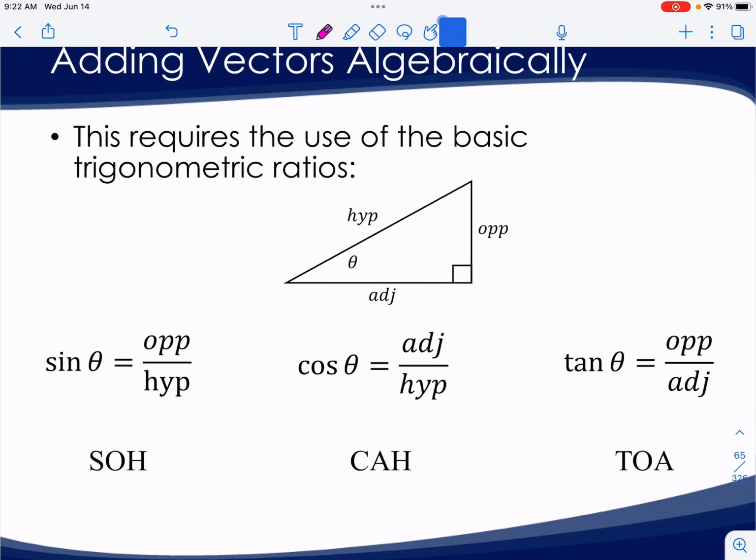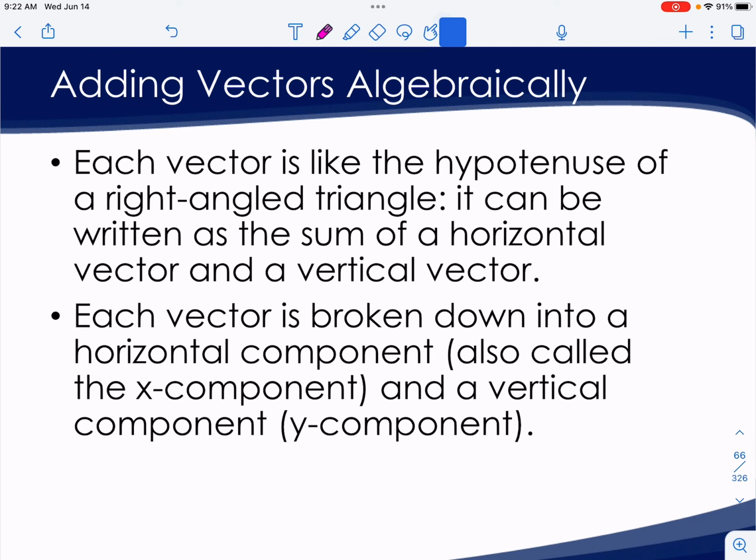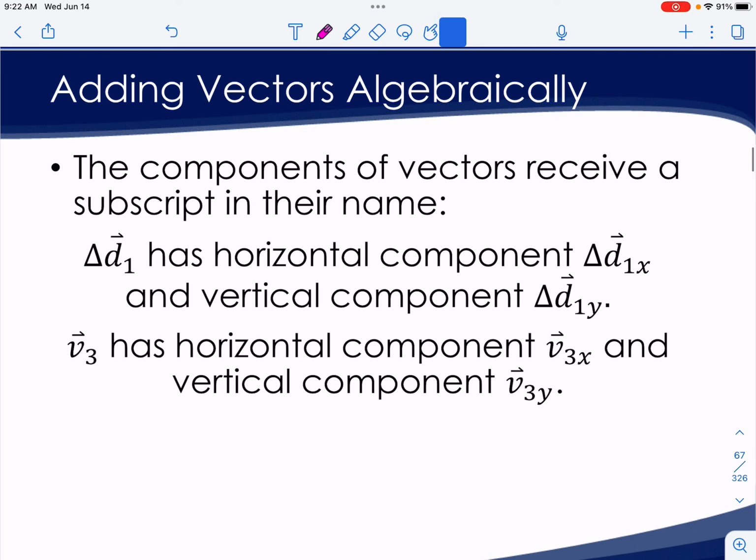This requires the use of basic trigonometric ratios. You know all these, SOHCAHTOA already. Each vector is like the hypotenuse of a right-angled triangle. It can be written as the sum of a horizontal vector and a vertical vector. Each vector is broken down into a horizontal component, also called the x component, and a vertical component, the y component. The components of the vectors receive a subscript in their name. So delta D1 has horizontal component delta D1x and vertical component delta D1y. V3 has horizontal component V3x and vertical component V3y.